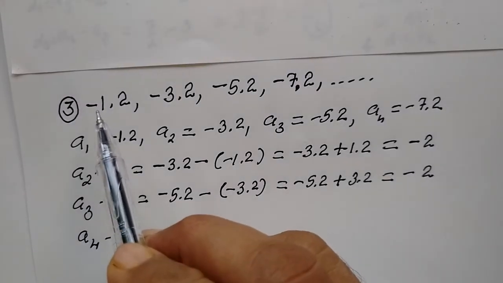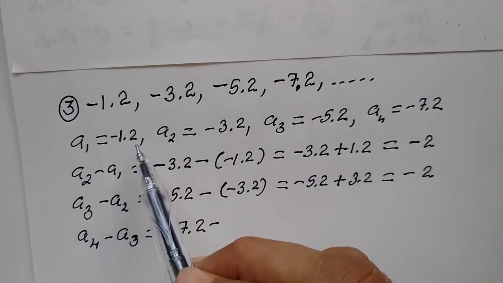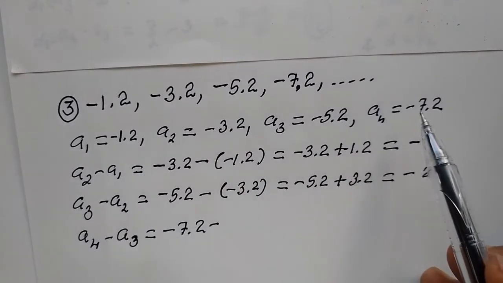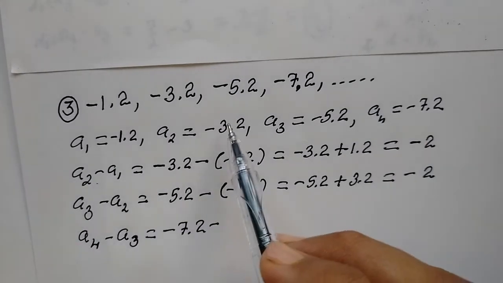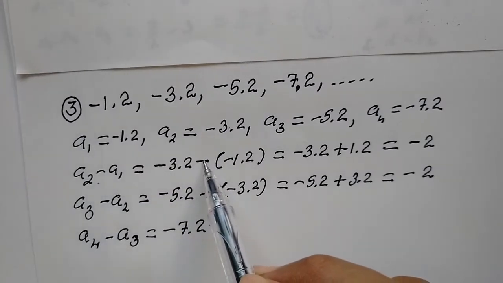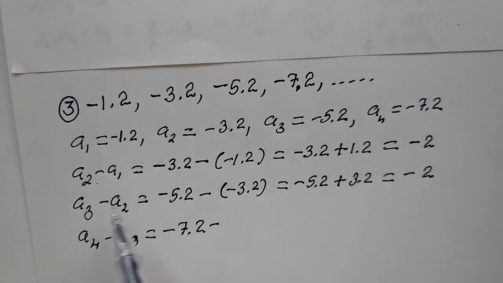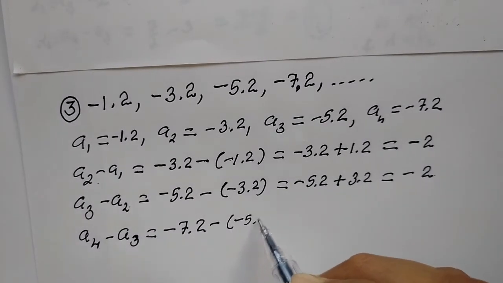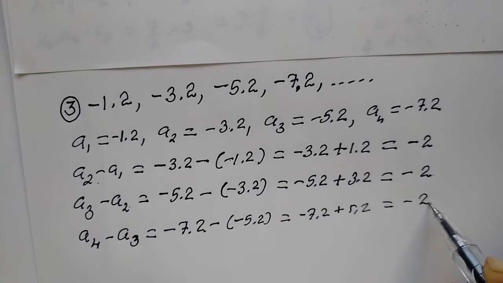Now children, third sum. This is the question. A1 is minus 1.2, A2 minus 3.2, A3 minus 5 by 2, A4 minus 7 by 2. Now find out A2 minus A1. So this minus this. Now children, minus plus here. Okay, and this subtraction is minus 2. A3 minus A2, okay, that is minus 2. A4 minus A3, minus 5.2, minus 7.2 plus 5.2. This will also be minus 2.